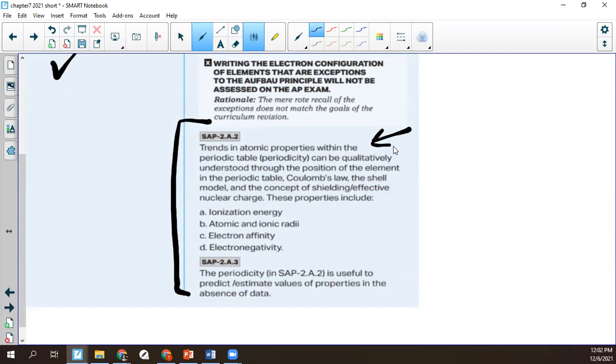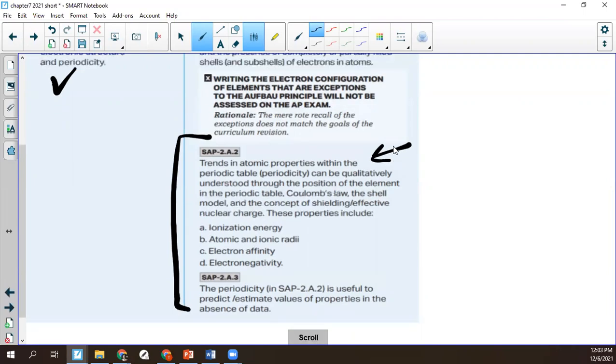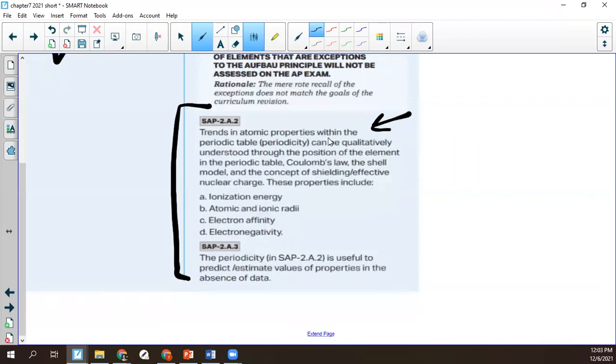So trends in atomic properties within the periodic table can be qualitatively understood. That means not math, no math. All right, through the position of the element in the periodic table, Coulombs Law, the shell model, and the concept of shielding and effective nuclear charge. These properties include. So if we know where something is and we know these 3 things, we're golden. We can use that to explain any of these.